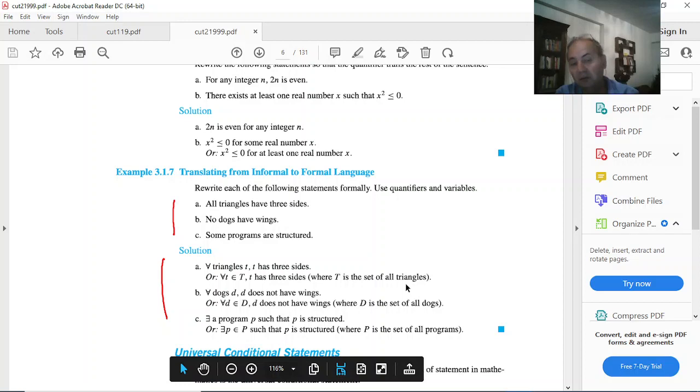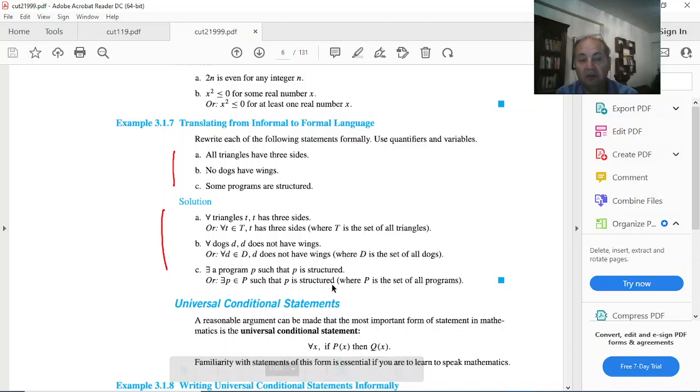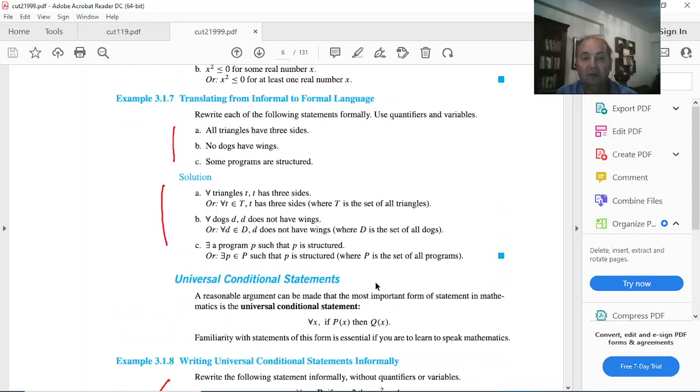For all dogs, T does not have wings. Or for all elements T of dogs, T does not have wings. Well, it could be possible, covering everything here. But there exists P such that P is structured in, where P is the set of all programs. It could be any different translation.